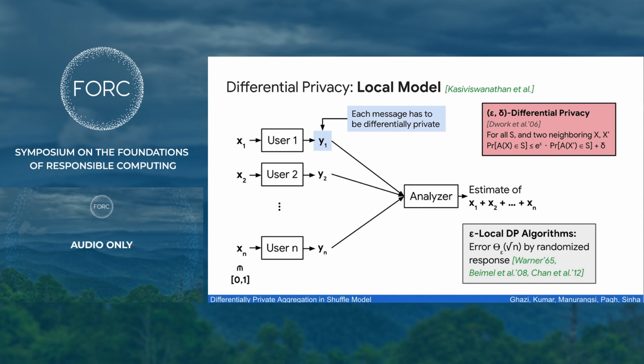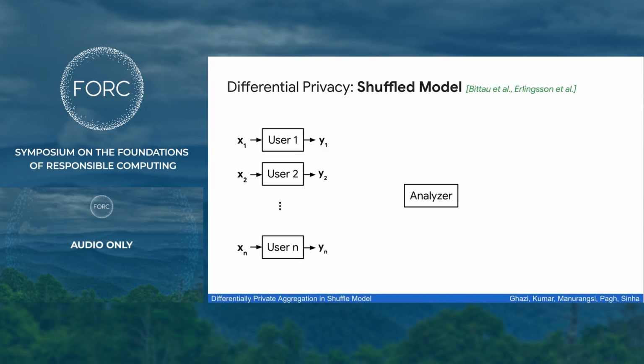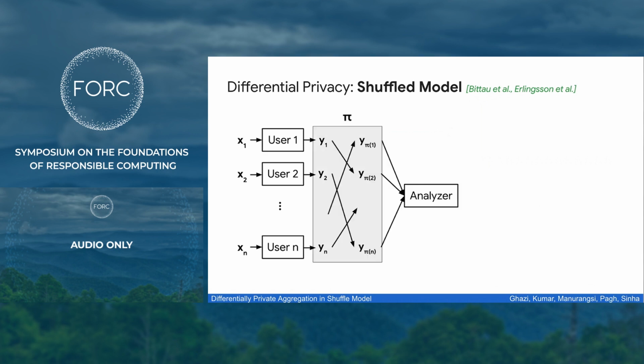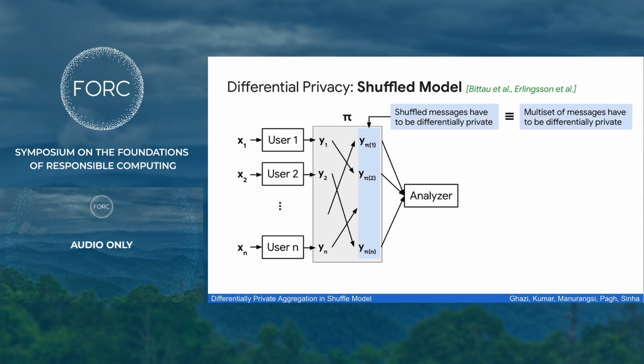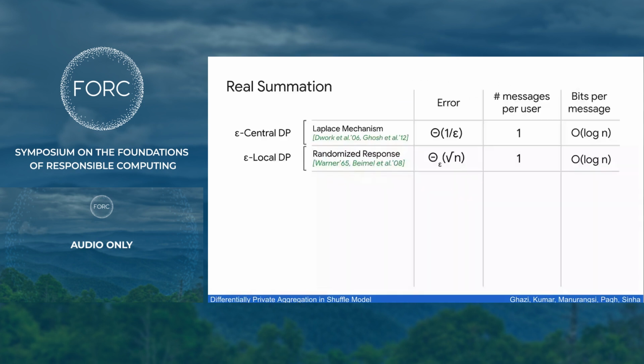This large gap between the local and central model has motivated several researchers to try to find middle-ground models that may require weak trust like the local model while still attaining the good accuracy of the central model. One such model is the so-called shuffle model, which we'll be discussing in this talk. In this model, the setting is very similar to before, except that the messages, instead of being sent directly to the analyzer, are passed through the so-called shuffler, who just shuffles these messages before sending them to the analyzer. The requirement here is that these shuffled messages have to be differentially private, or equivalently, that the multiset of messages sent be differentially private.